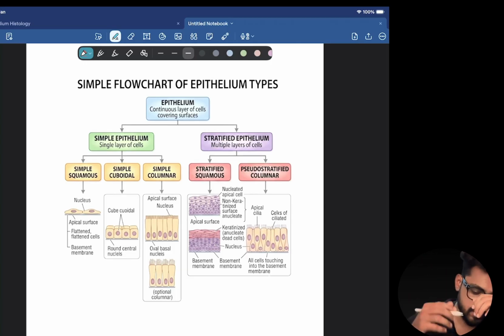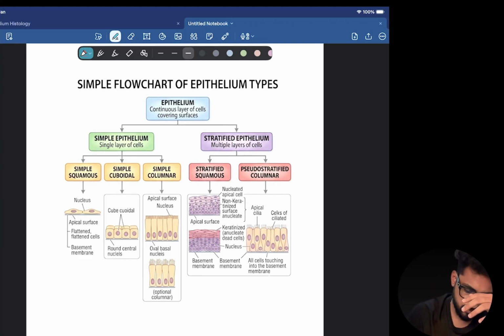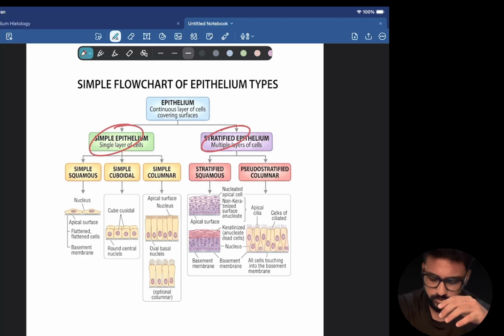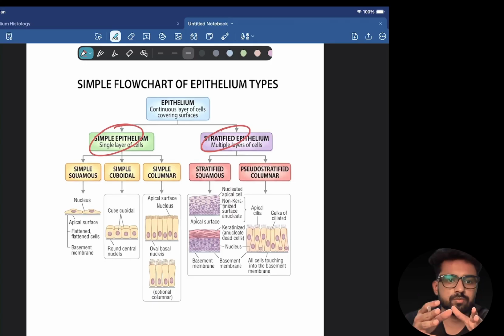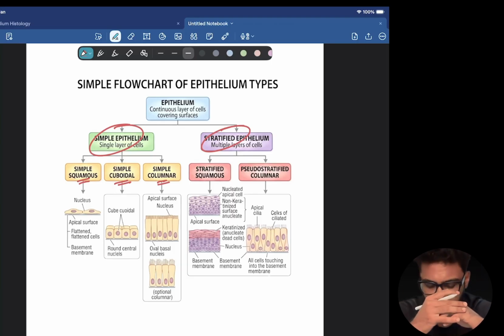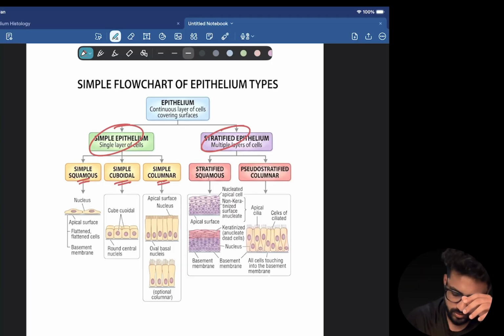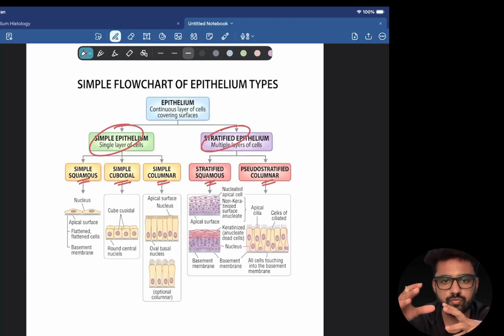So here I created a simple chart for you guys. Epithelium is divided into simple epithelium and the stratified epithelium. Simple means there is a single layer of cells, and stratified means there are multiple layers of cells. Simple epithelium is further divided into simple squamous, simple cuboidal, and simple columnar epithelium, and stratified epithelium into stratified squamous and pseudostratified columnar epithelium. Let's look one by one.